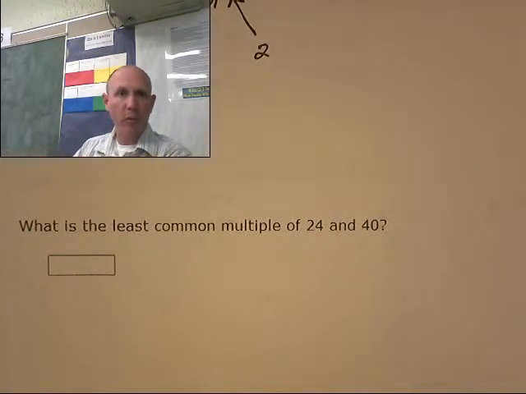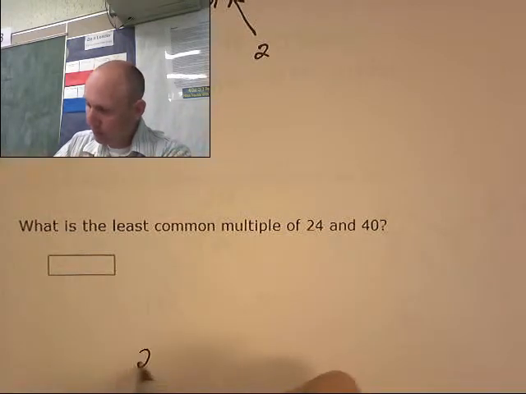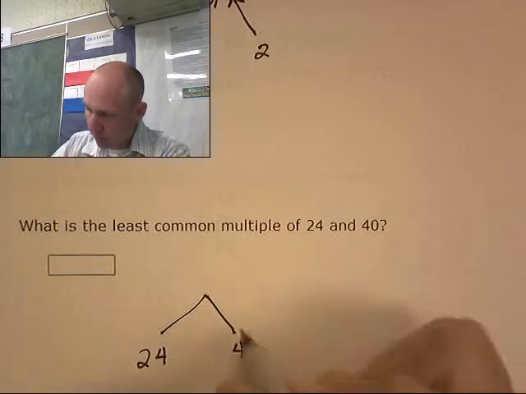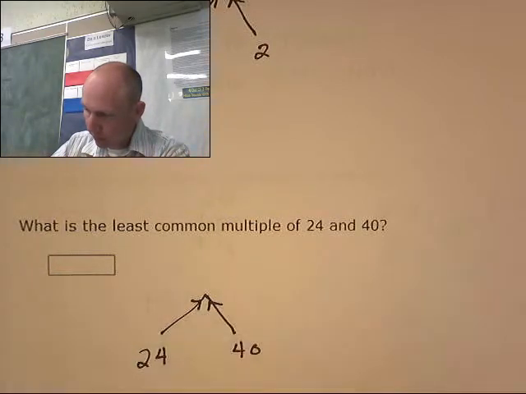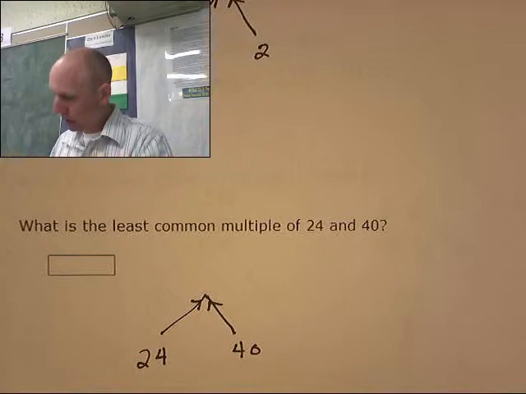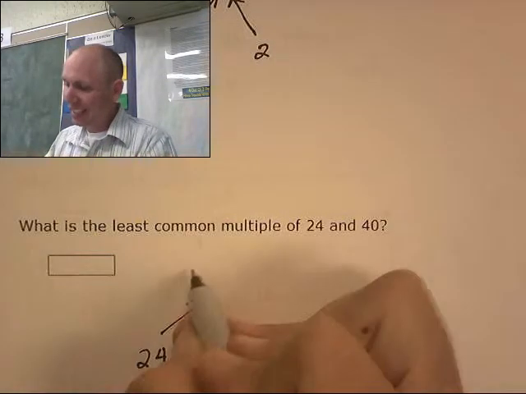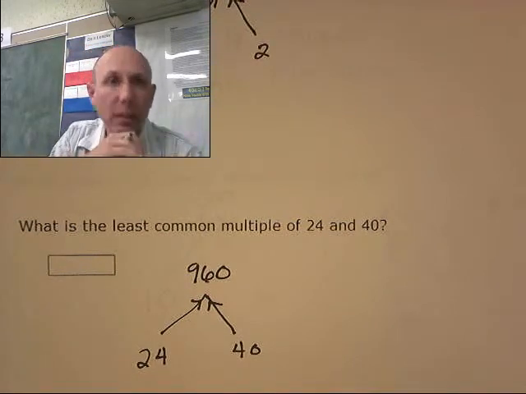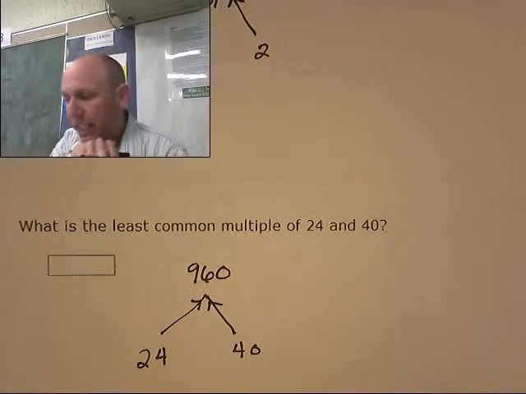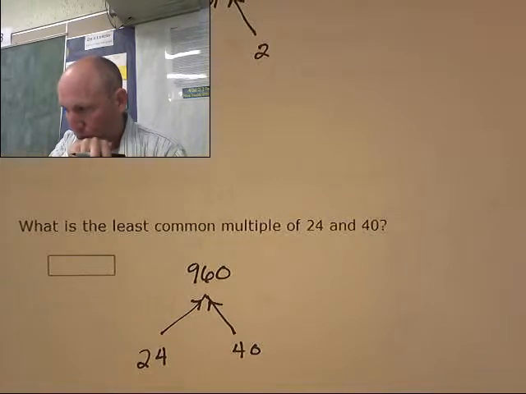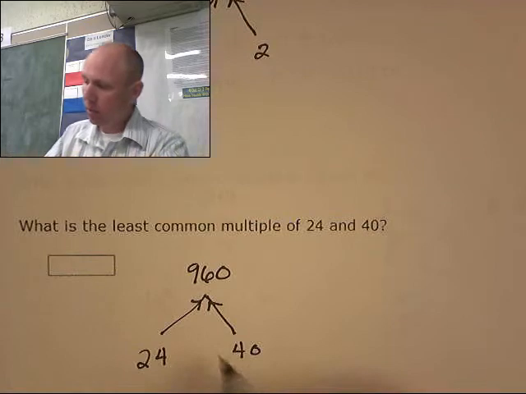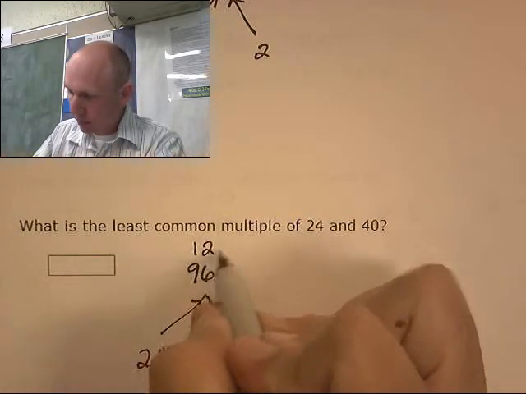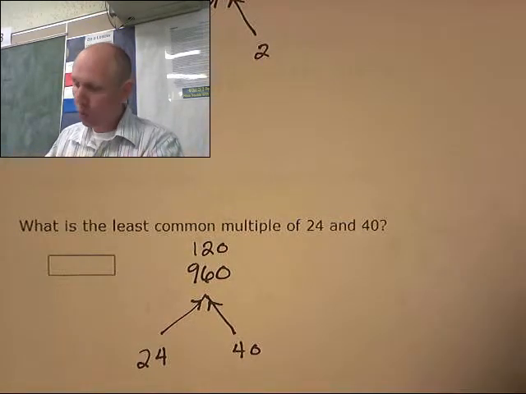Least common multiple of 24 and 40. Okay, 24 and 40. Let's see, 24 times 40, 960. But is there something lower than 960 that they can both fit into? How about 120? What do you think about that? Can they both fit into 120?